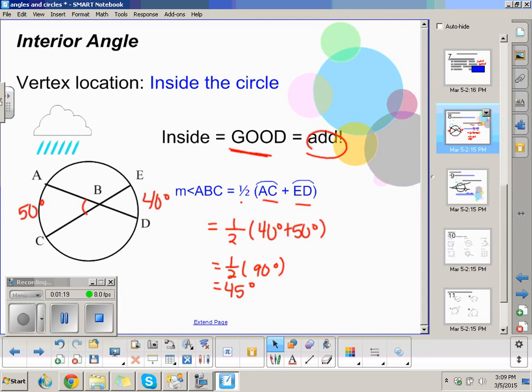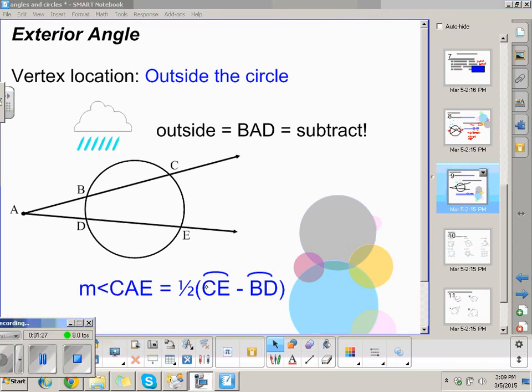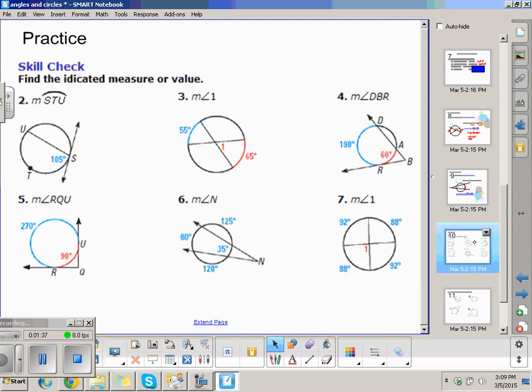What happens if the vertex is outside? Well, that's bad. So we're going to subtract. Same concept. It's 1/2 of the intercepted arc minus the smaller intercepted arc. Let's look at an example of each.